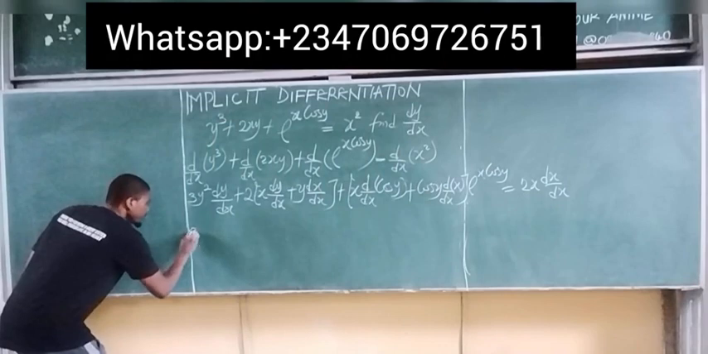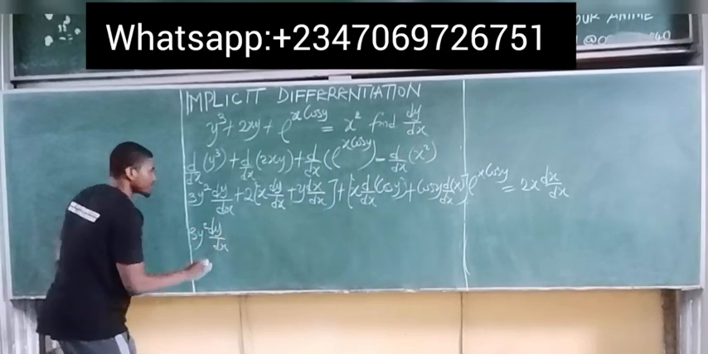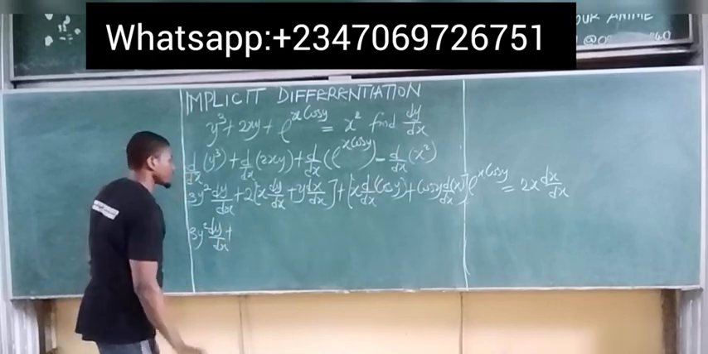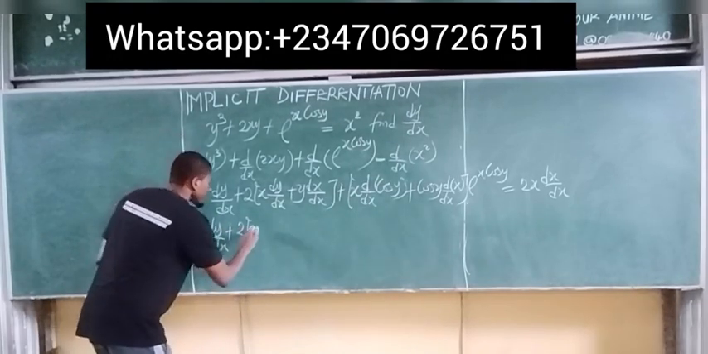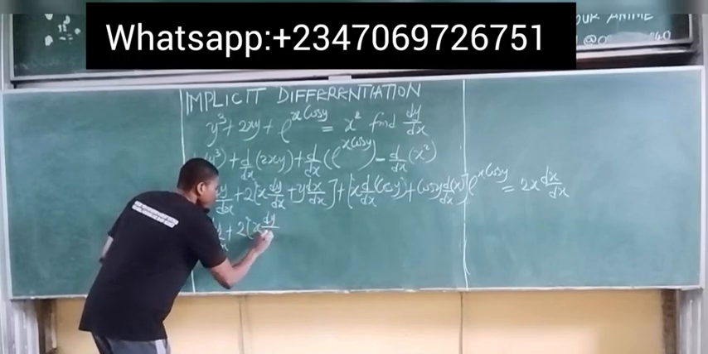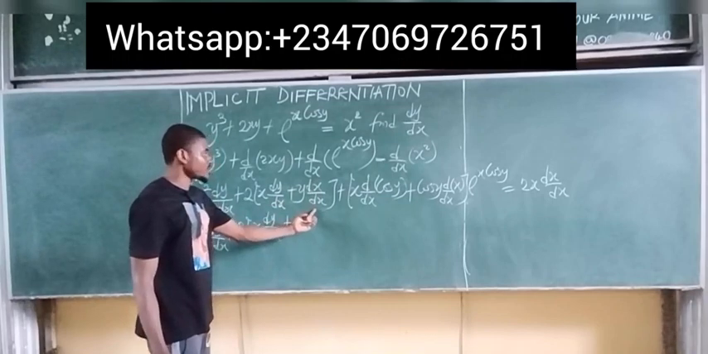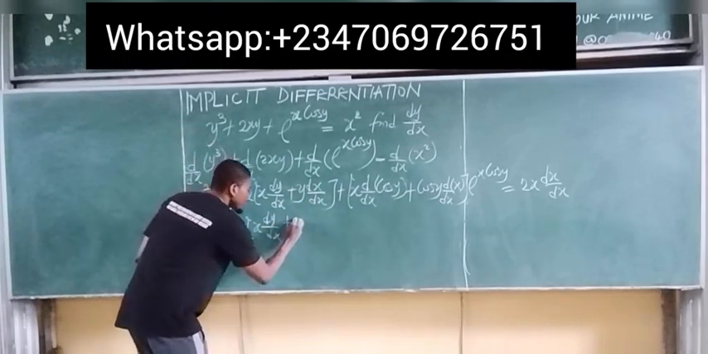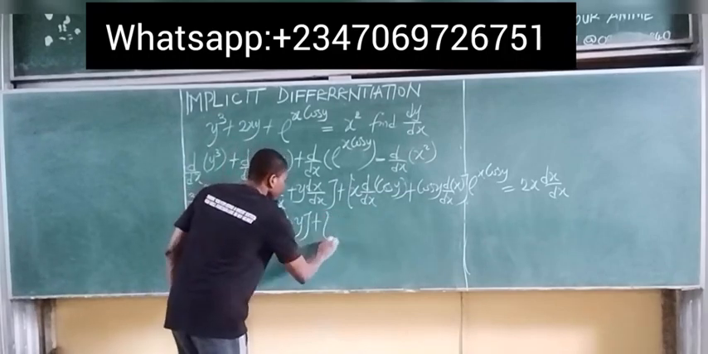This gives me 3y squared dy all over dx plus, and of course, this is 2 into x dy all over dx, where the dx over dx is 1, so that's gone. I'm left with simply y. So plus y, okay, plus, open up your brackets.